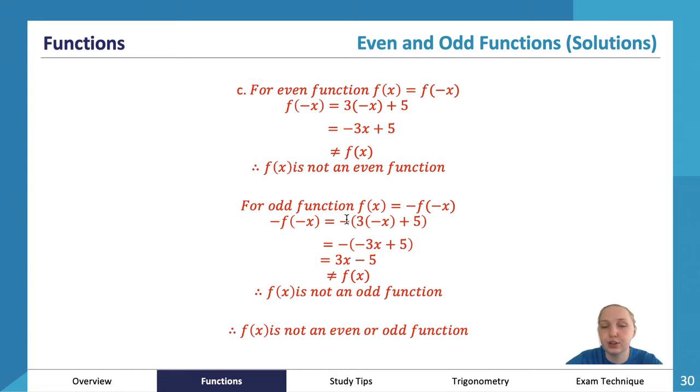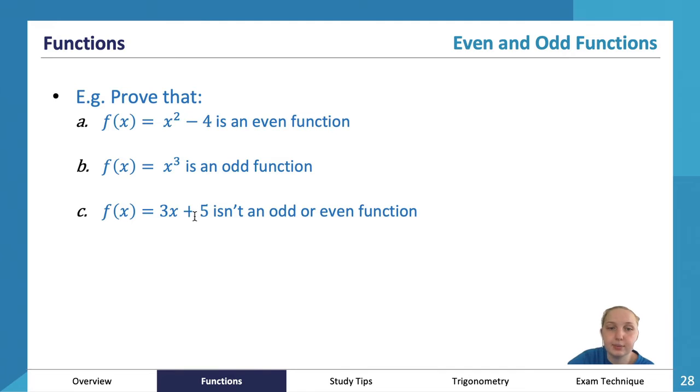Then for proving it's not an odd function, an odd function occurs if f(x) equals negative f(-x). So in this case, to find negative f(-x), first substitute in negative x where there's x, and then we need to make that entire function negative. So when we multiply this out, we get negative (negative 3x plus 5). Then we multiply that negative out, and you'll get 3x minus 5, which does not equal our f(x). So therefore, f(x) is not an odd function, and we can therefore say that we have neither an even nor an odd function when we are looking at 3x plus 5.